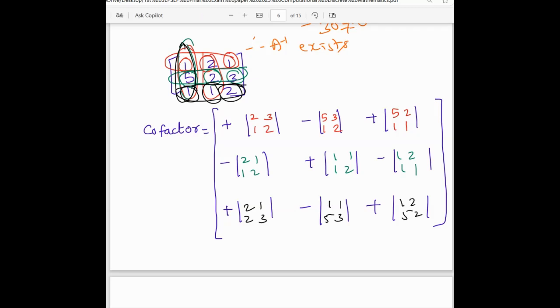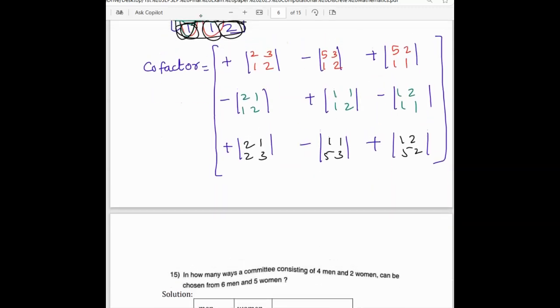So now how are you going to find the answer for this? The answer will be finding the determinant of it. What will be the determinant of the given cofactor? You will find it here only. I'll just do it for this.